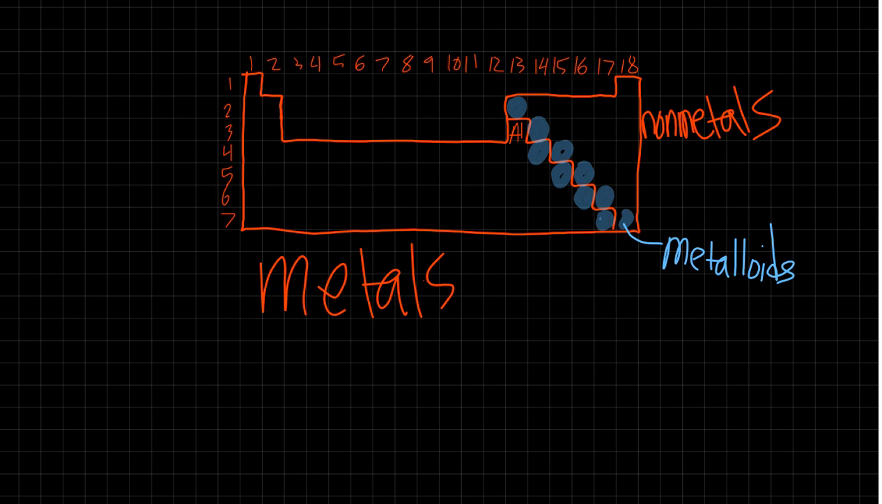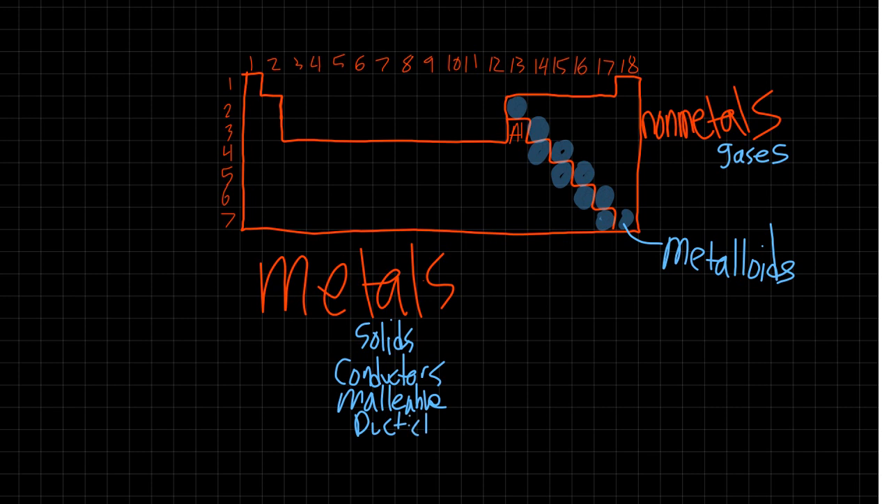So from the left to the right, going across the period, you're usually going to have metals, metalloids, nonmetals. Most nonmetals are gases. Most metals are solids. These conduct really well. They're malleable, which means they can be bent or flattened. And they are ductile, which means you can make wires with them.